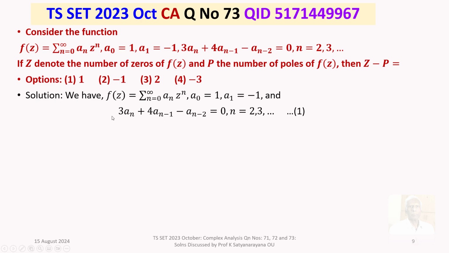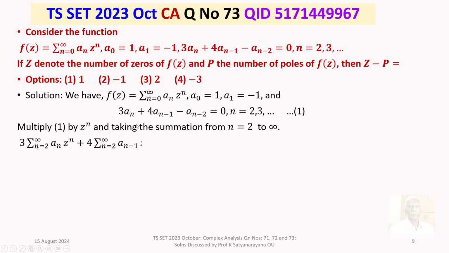Now what I will do is multiply throughout by z^n and take the summation, that is sigma, from n = 2 to infinity. So that will be 3 times sigma n = 2 to infinity of a_n z^n plus 4 times sigma n = 2 to infinity a_{n-1} z^n, because you are multiplying throughout by z^n, minus sigma n = 2 to infinity a_{n-2} z^n is equal to 0.